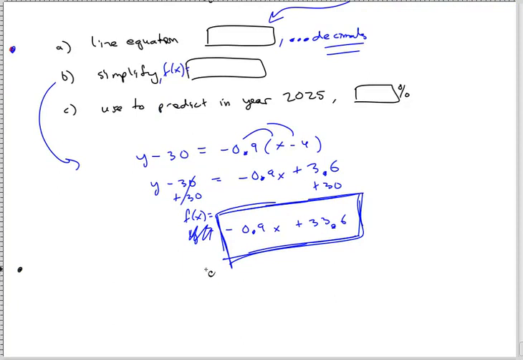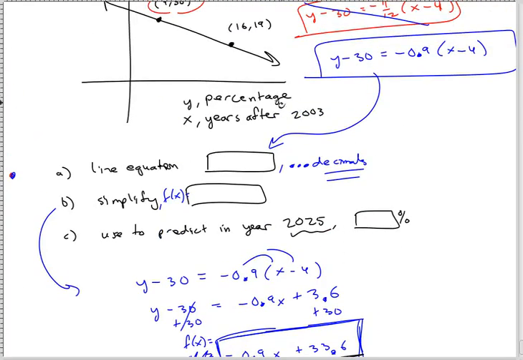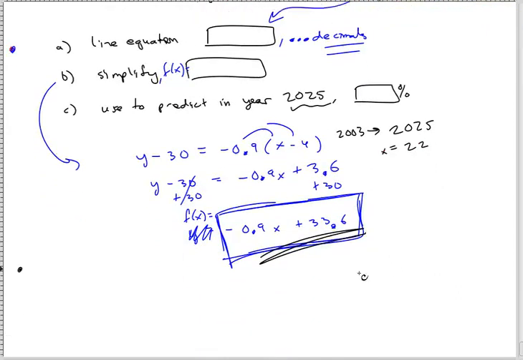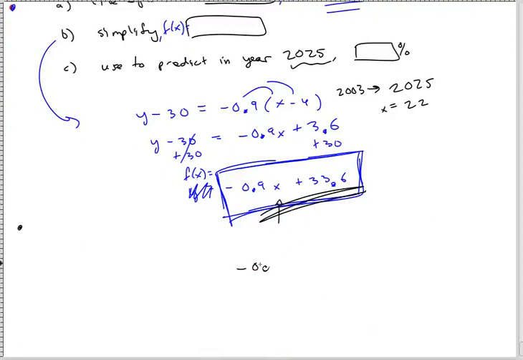The last one's relatively easy now. We're going to use this right here and predict what's going on in 2015. So y is a percentage, and that's why they have a percentage for your answer here. And x is years after 2003. So I have 2025. Well, actually, I went from 2003 to 2025. How much x did I travel? How much time did I travel here? And it was 22 years. And you can use a calculator just to verify. So x equals 22. I'm going to plug that in right there and get my final answer.